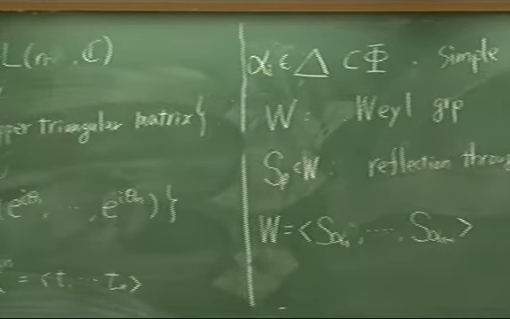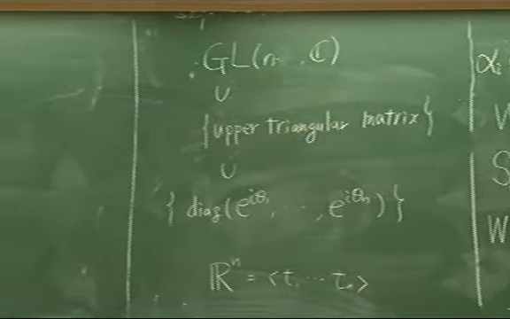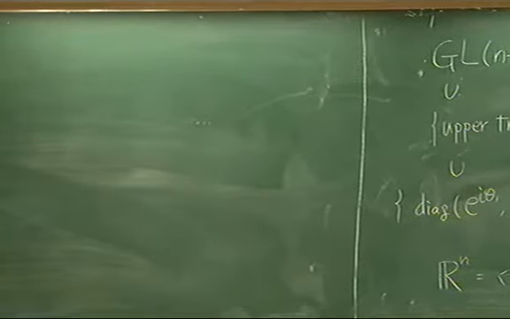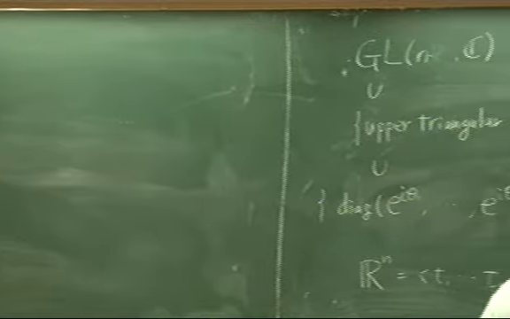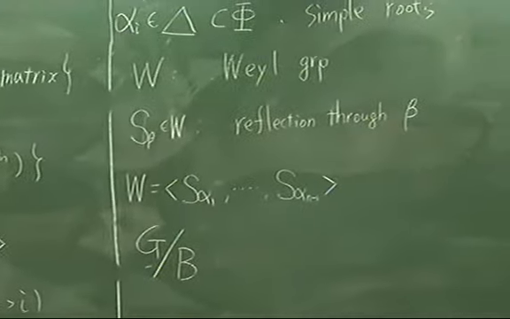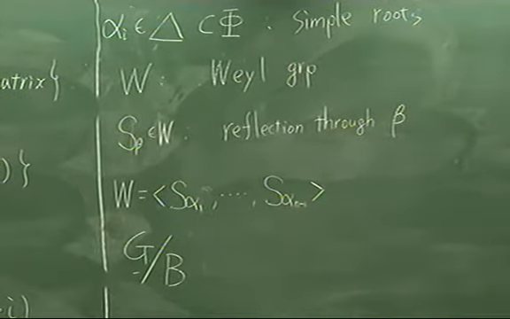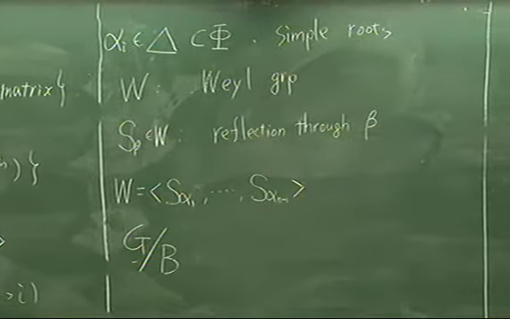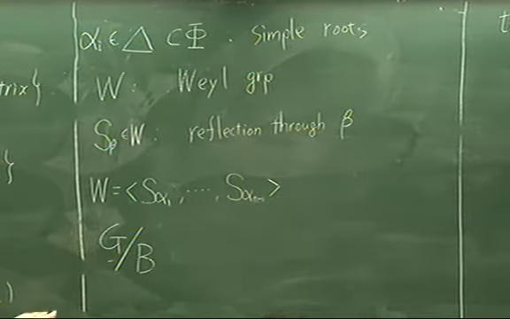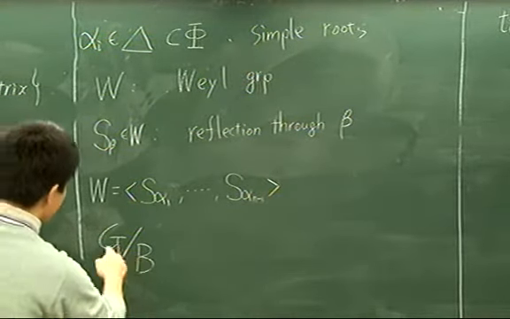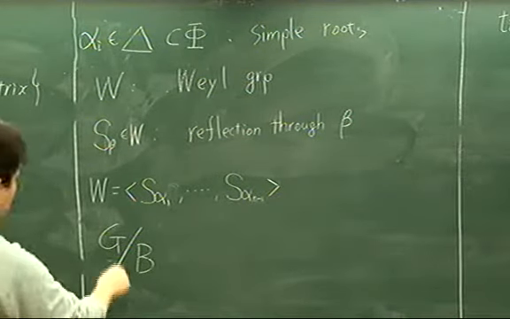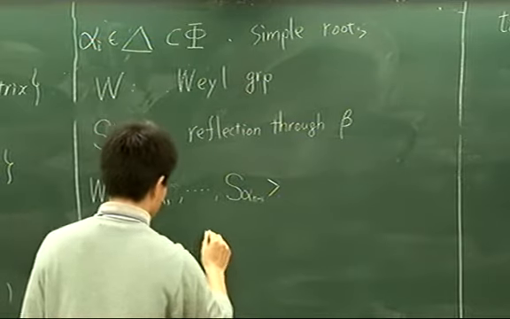Okay, fundamental theorem. And I forgot to give the most important definition. Since B acts by right multiplication on G, we can consider the homogeneous space G over B, and this is called the flag variety.